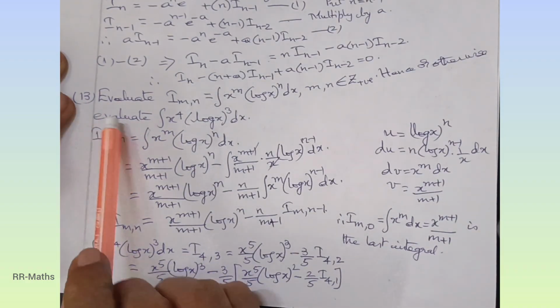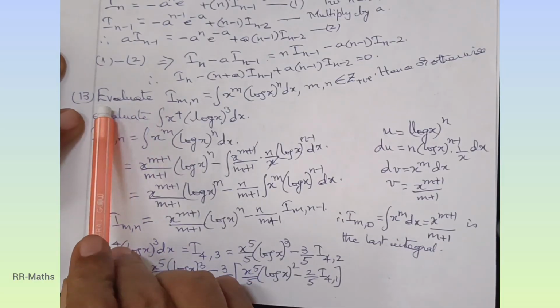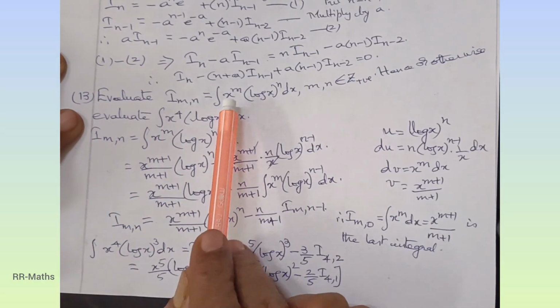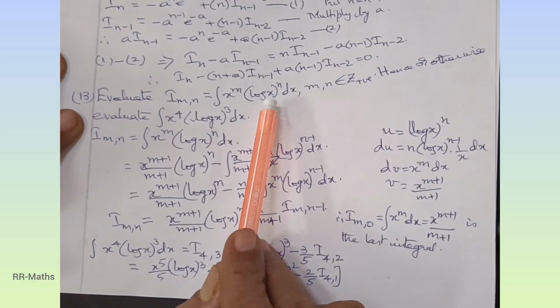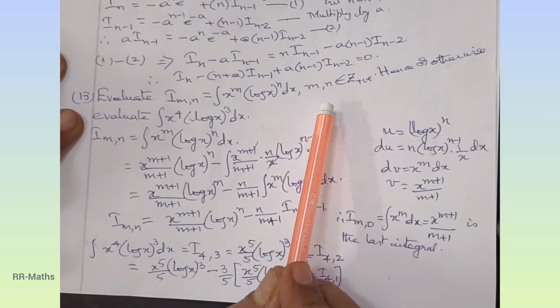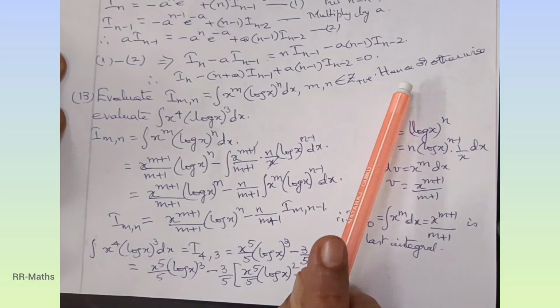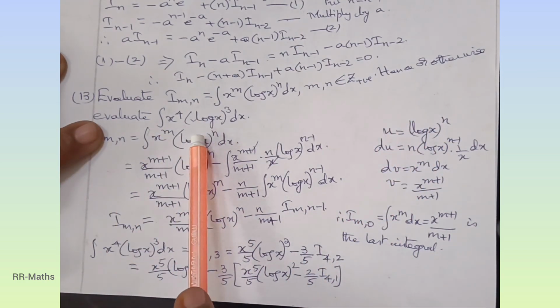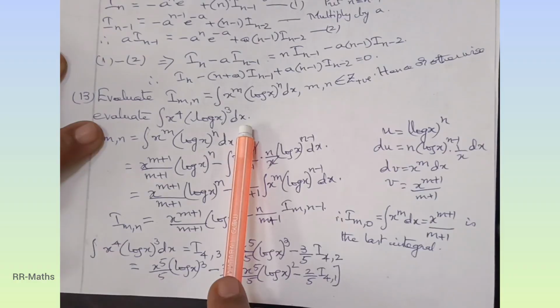I'm continuing with the problems. We take up this problem: evaluate I(m,n) equal to the integral of x to the power of m (log x) whole power n dx, where m and n are both positive integers. Hence or otherwise, evaluate the integral of x power 4 into (log x) whole power 3 dx.